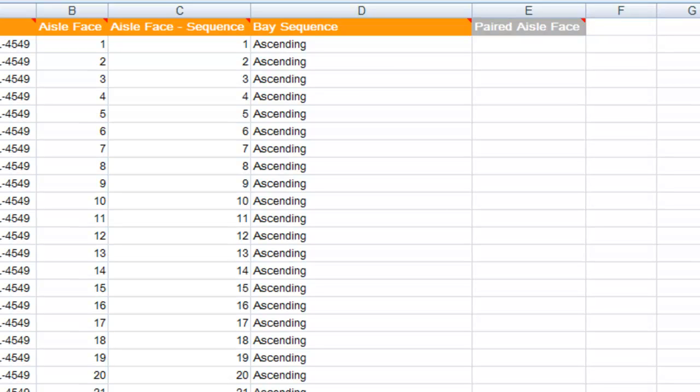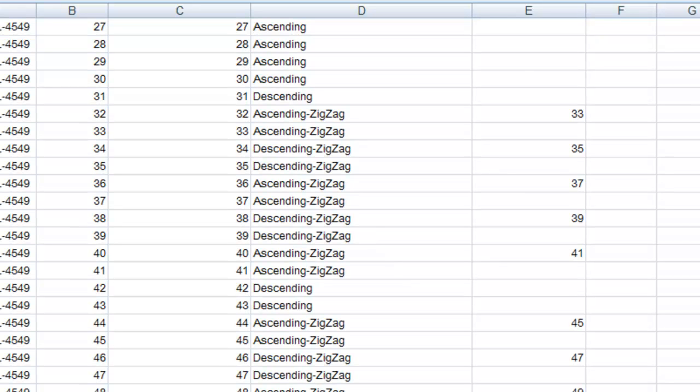Ascending and descending indicates the preferred travel directions for multiple tasks in the same aisle. For east-west aisles, ascending means travel from left to right, and descending means travel from right to left. For north-south aisles, ascending means travel from top to bottom, and descending means travel from bottom to top. If a zigzag pattern of task execution in the same aisle is required, then either ascending zigzag or descending zigzag must be used. In this case, the aisle face must be paired with the aisle face directly opposite.